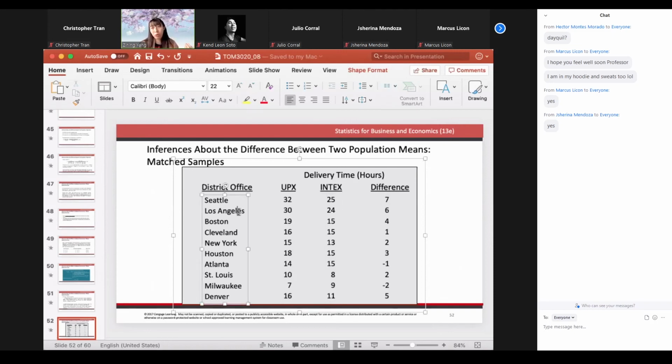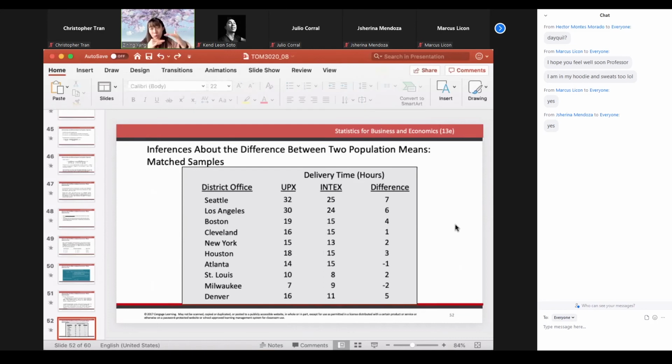To deliver to their LA office, right, from headquarters, the delivery time for the first company is 30 hours, and for the second company is 24 hours. So we can do the exact comparison. So that's a difference of 6 hours. If they get to deliver to the Boston office, it takes the first company 19 hours, but the second company only 15 hours. So that's a difference of 4 hours.